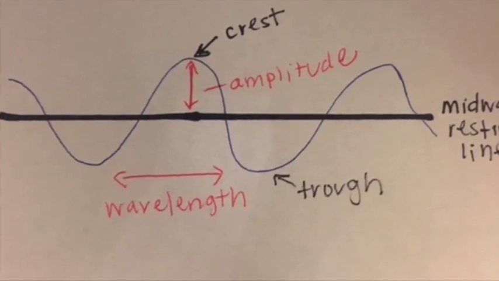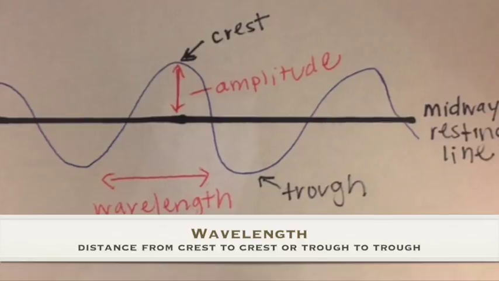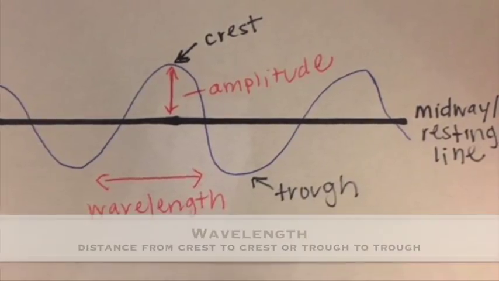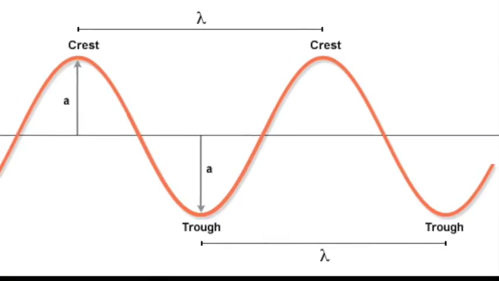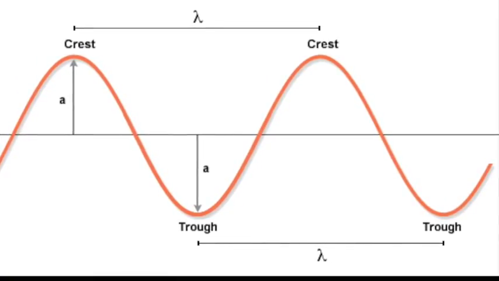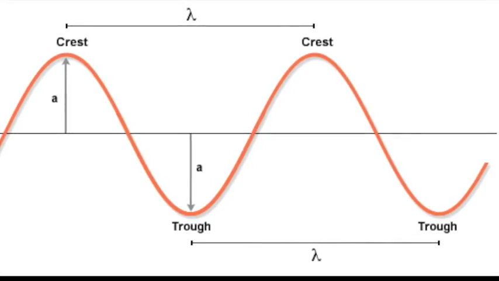The wavelength is a measure from one crest to the next crest or from one trough to the next trough. This diagram shows the two ways of measuring wavelength, and it also provides the symbol we use to represent wavelength.